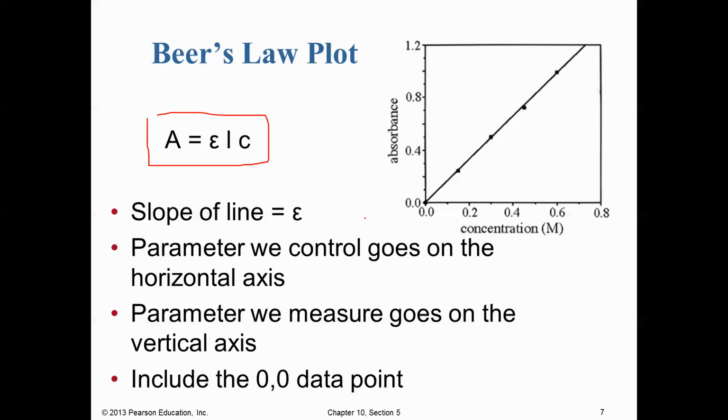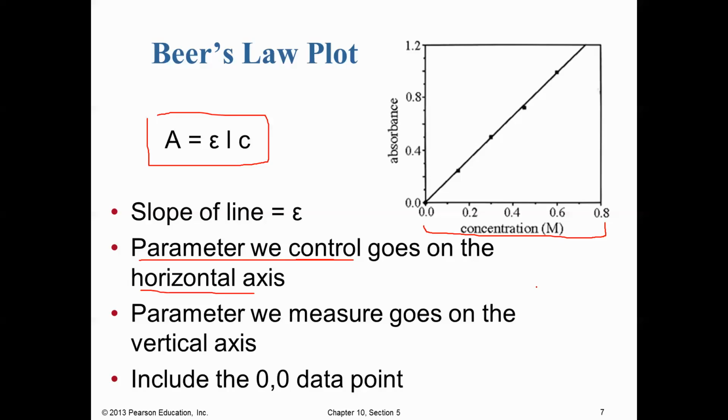And so what we'll often do is make a graph of our data. We're going to look at multiple concentrations of our sample, use our spectrophotometer to measure the absorbance, and by graphing this data we can actually find epsilon pretty easily. It's going to match the slope of our line. On this particular graph, we have concentration in moles per liter. One thing I want to emphasize is the parameter that we control is going to go on the horizontal axis. In this case, it's going to be molarity.